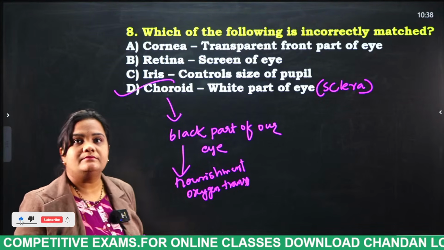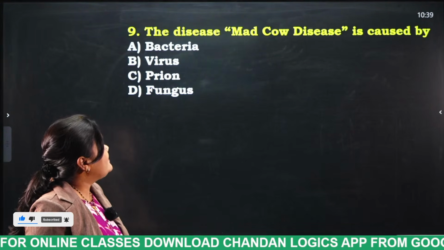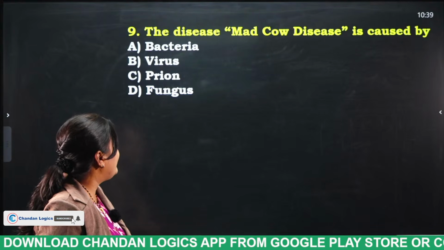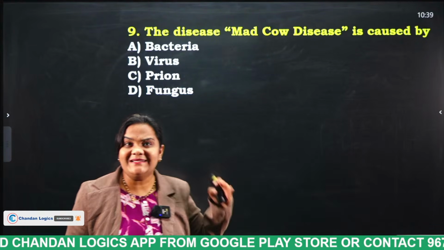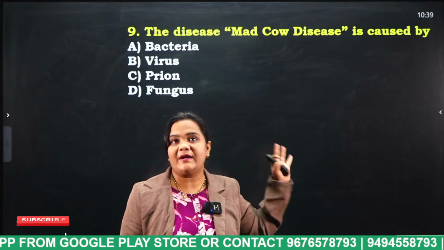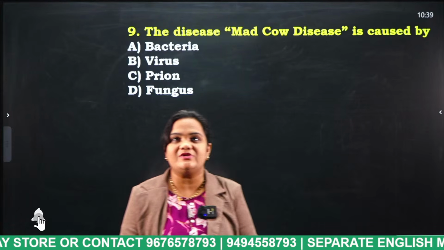Okay, done. Next question. The disease mad cow disease is caused by bacteria, virus, prion, fungus. Very interesting question, students. I think nobody has looked at this type of question before. So what might be the answer for this question?